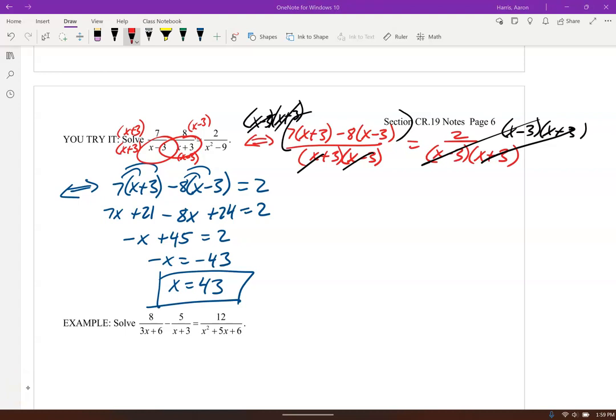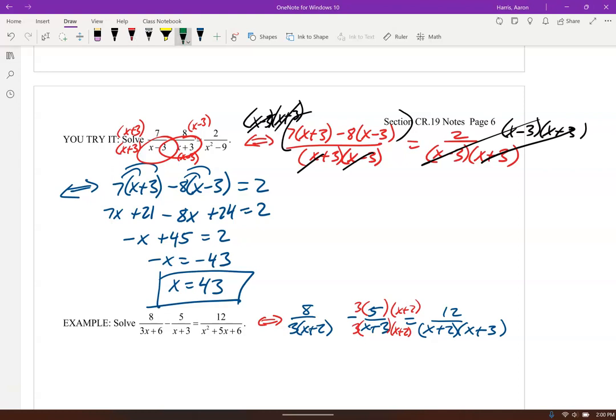Now let's continue on here with this next example. Notice I need to get, well, let me go ahead and factor this. We've got 8 over 3 x plus 2 minus 5 x plus 3 equals 12 over x plus 2, x plus 3. So it looks like this needs a 3. It already has an x plus 3. It also needs an x plus 2 here. This one's got a 3, the one on the left, denominator 3, and an x plus 2, but it needs an x plus 3.